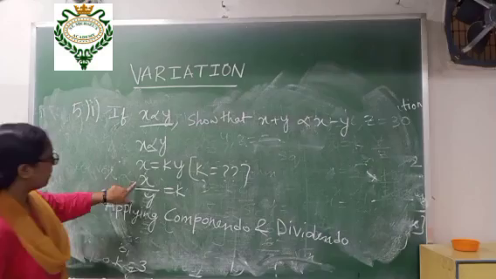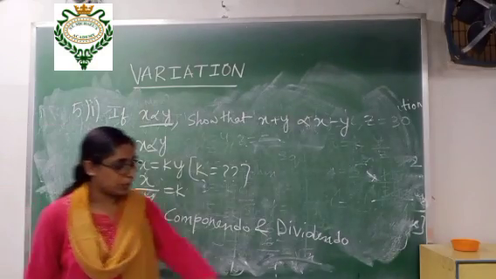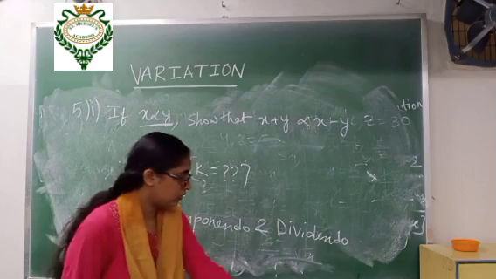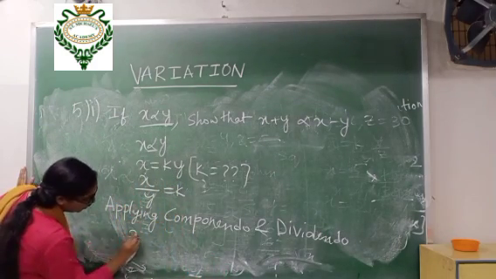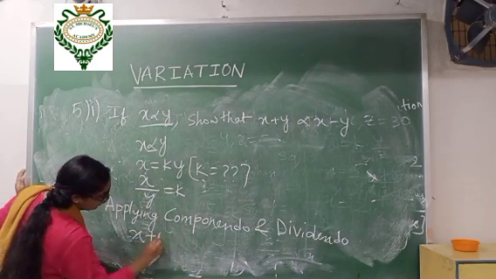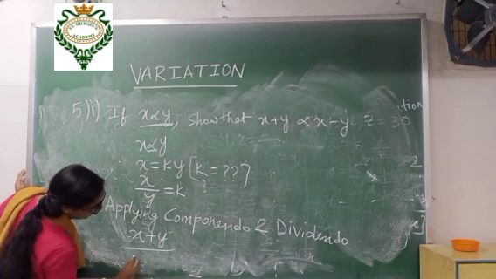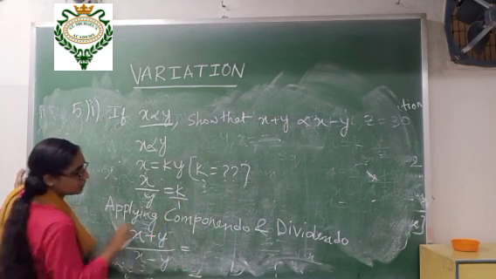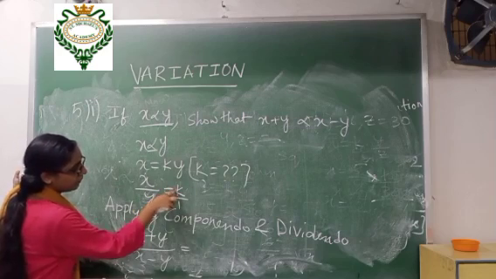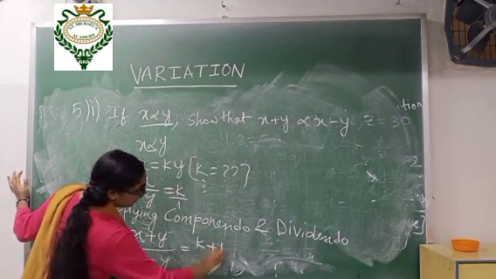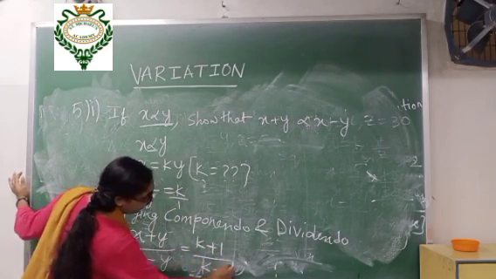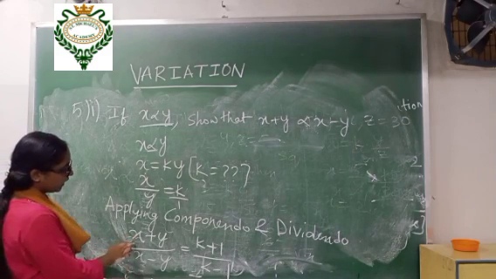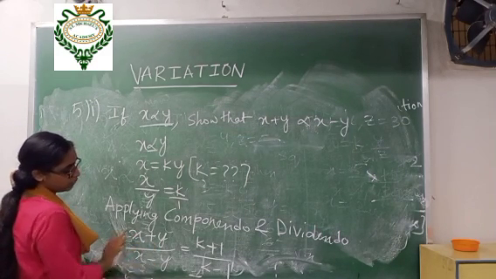Now when you apply componendo, you have done ratio and proportion. I think you remember that one. In componendo, what will you do? You will add up and down. And in dividendo, what will you do? You will subtract up and down. Same here, if nothing is there, it means 1. Add up and down, and subtract up and down. Understood? Now after that, you are getting (x plus y) by (x minus y).